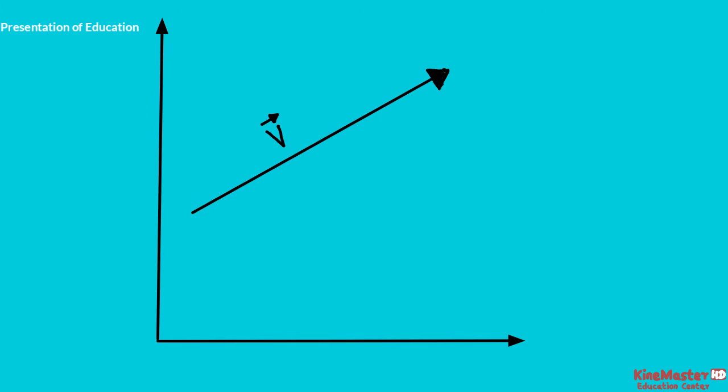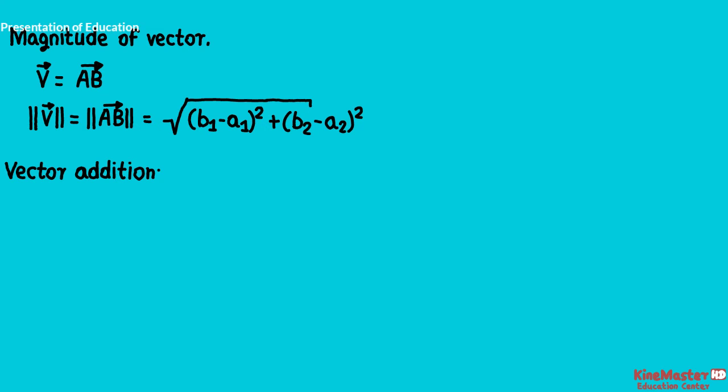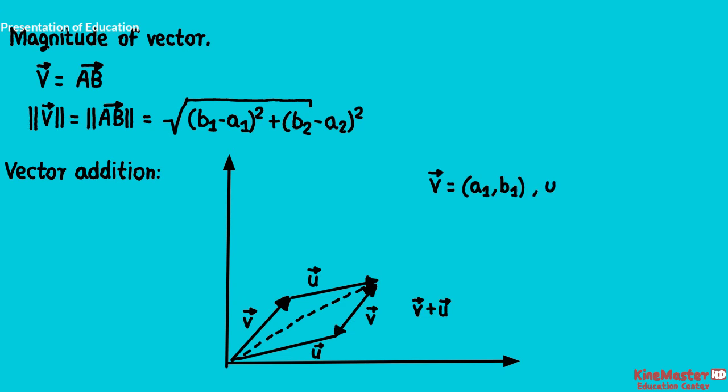When we draw the vectors on the Cartesian graph with the vector a to b, there are a1 and a2 and b1 and b2. So we write the vector a to b as b1 minus a1 and b2 minus a2, using this formula. The magnitude of a to b must be the square root of (b1 minus a1) squared plus (b2 minus a2) squared.